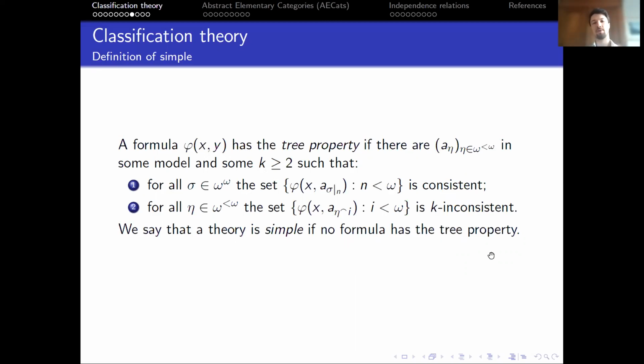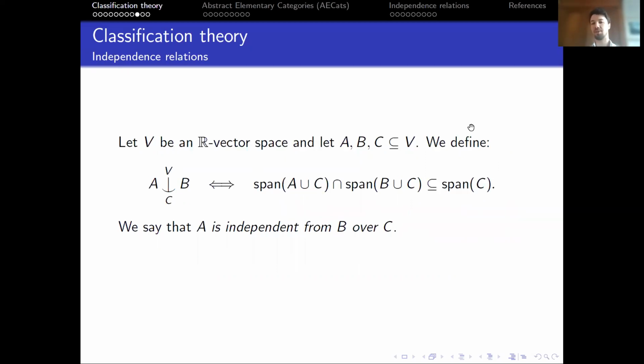This is a solid definition, but it's very hard to check whether a theory is simple, because to prove that a theory is simple, I have to verify that for every possible formula, no such tree can exist. That can be quite a lot of work or hard to do. And this is where independence relations enter the picture, because as we will see, we can use them to give these classifications as well.